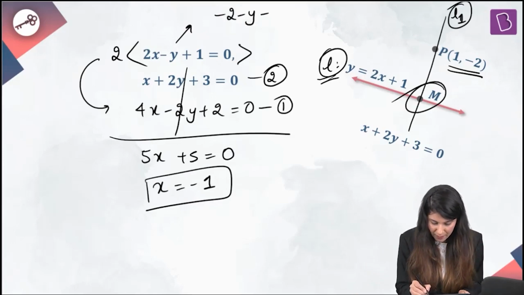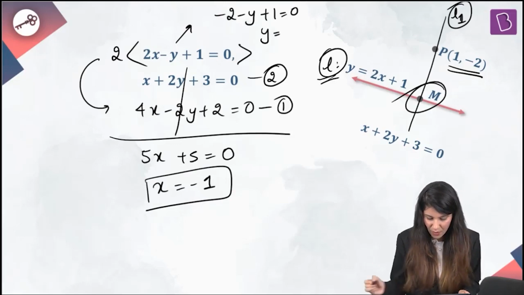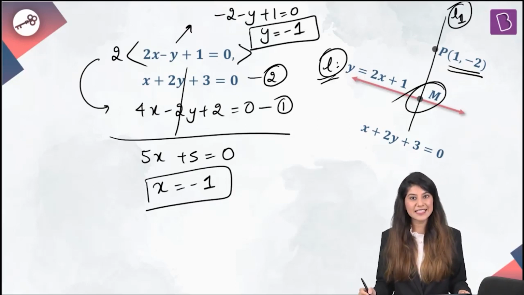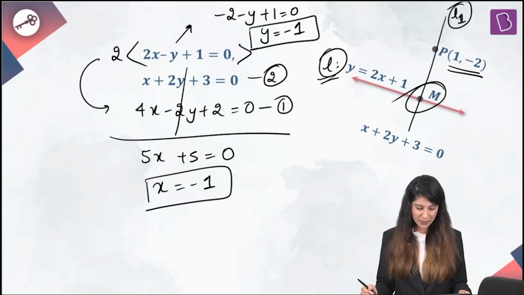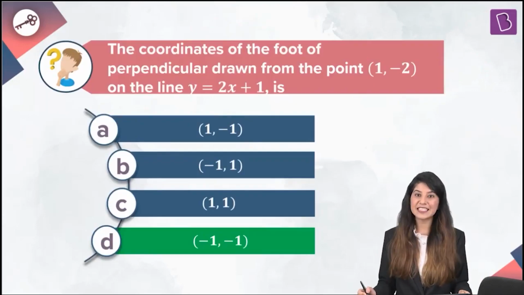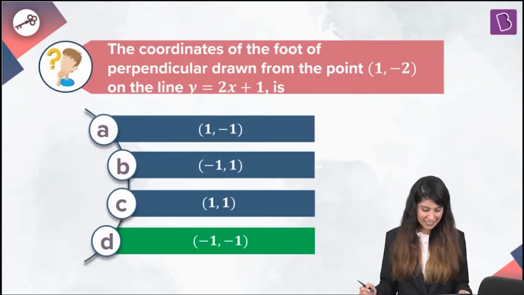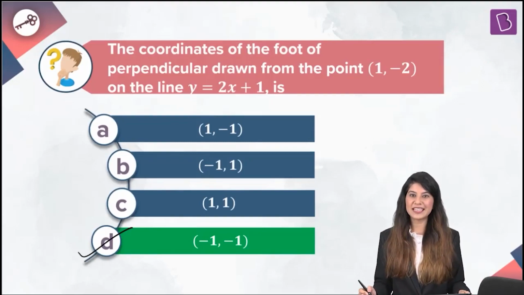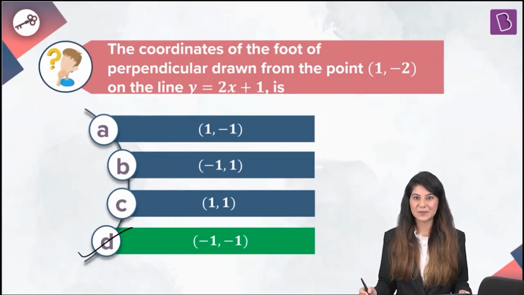-2 - y + 1 = 0. This gives me y as what? -1 only. Yes. So y is also -1. x is -1, y is -1. That will give me which answer is correct? Okay, option D is absolutely correct: (-1, -1). Got it?